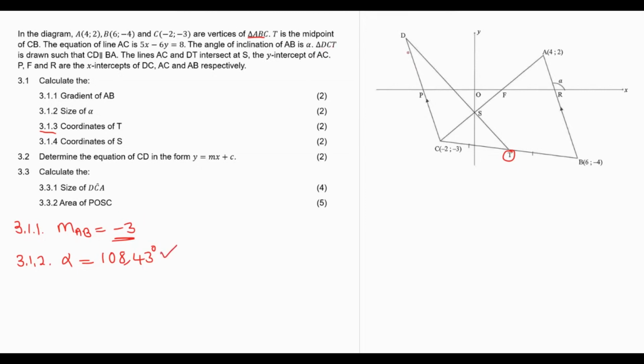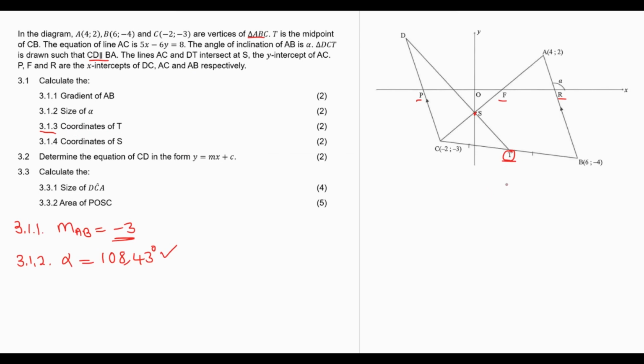Triangle DCT is drawn such that CD is parallel to AB. So we can see that CD is parallel to AB. The lines AC and DT intersect at S, which is the y-intercept of AC. P, F, and R are the x-intercepts of DC, AC, and AB respectively. We are required to find the coordinates of T, the midpoint of CB.